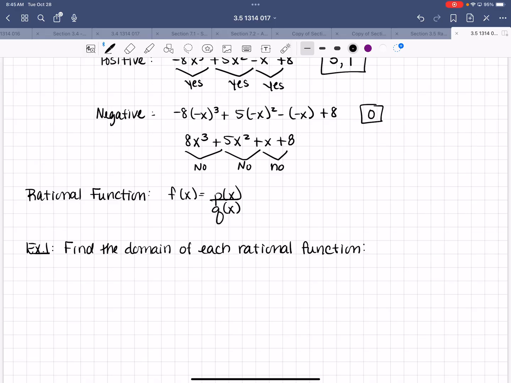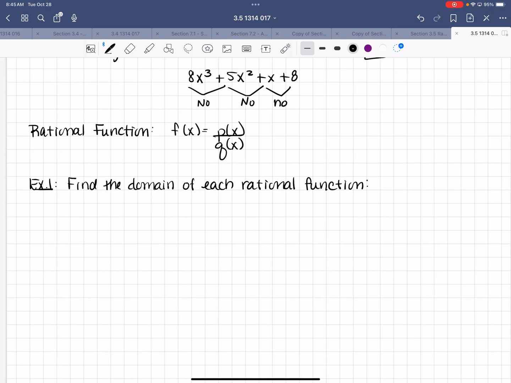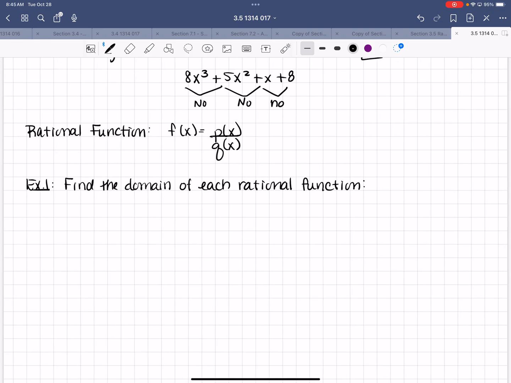So this section deals with all the functions who have x in a denominator, okay? We find that those x's in the denominator become very important. They tell us things about the graph, okay? So we start off with just looking at the domain. So in A, I have f of x equals x squared minus 25 over x minus 5.